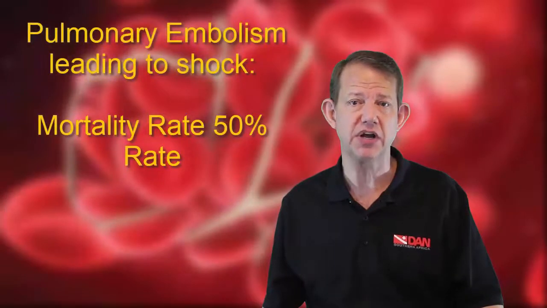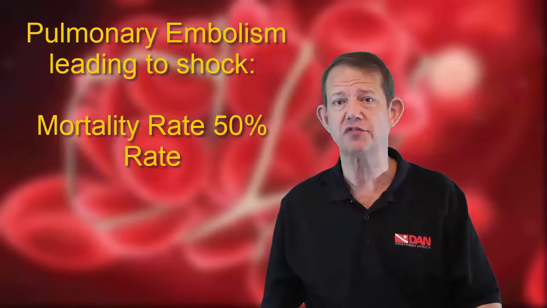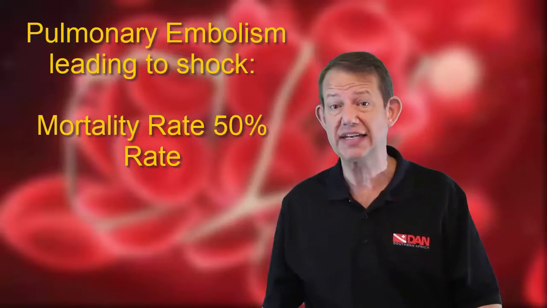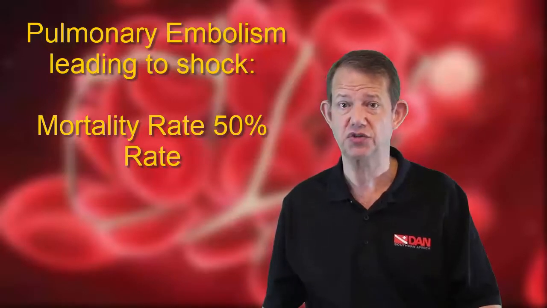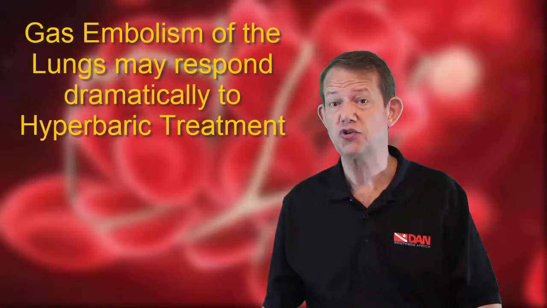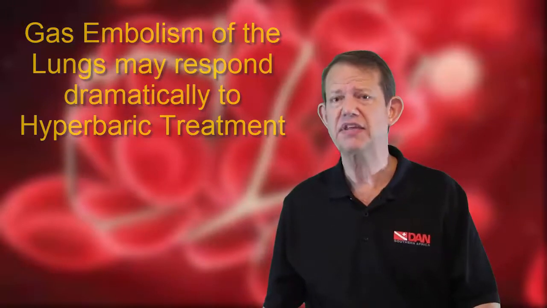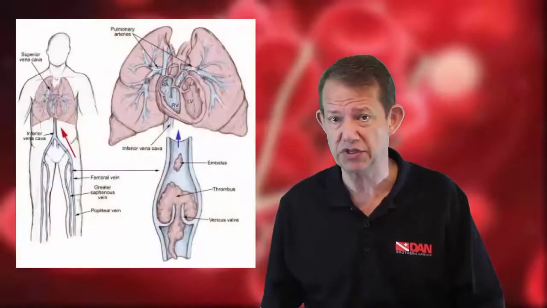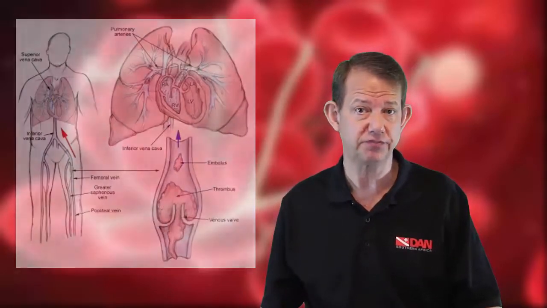It is important to know that if a person goes into shock as a result of pulmonary embolism, the mortality is approximately 50%, or half such individuals. In the case of a gas embolism, a person's condition may be expected to improve dramatically under hyperbaric oxygen conditions. The history is very important, and again remember that thromboembolism usually is the result of deep venous thrombosis.